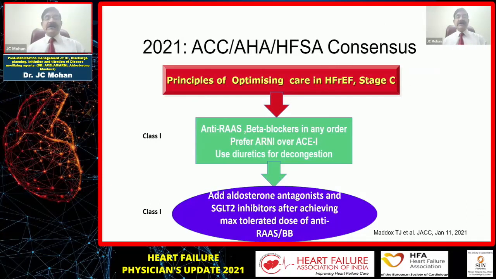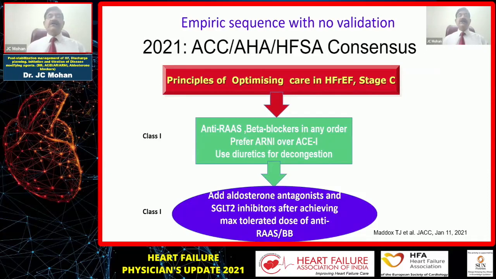Then these guidelines say that after you have given the maximal tolerated dose of anti-RAS agents and beta blockers, you can go on to aldosterone antagonists and SGLT inhibitors. This is one way of looking at the thing. And this is an empiric sequence with no validation.